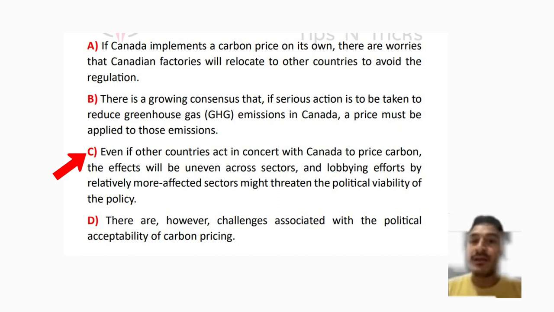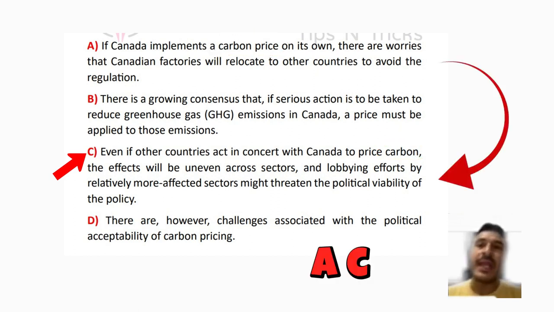Even if other countries act in concert with Canada to price carbon, the effects will be uneven across sectors, and lobbying efforts by relatively more affected sectors might threaten the political viability of the policy. So here you can see we are talking about even if other countries act in concert with Canada to price carbon. In the A option, the option is talking about if Canada implements a carbon price. So in the A option, carbon price is present. We are talking about carbon price. In the C option, we are also talking about carbon. So there is a link between A and C.